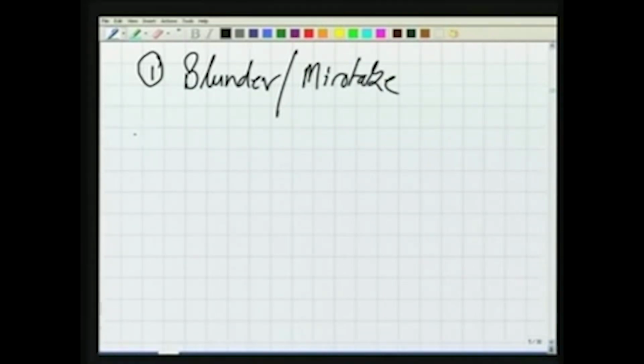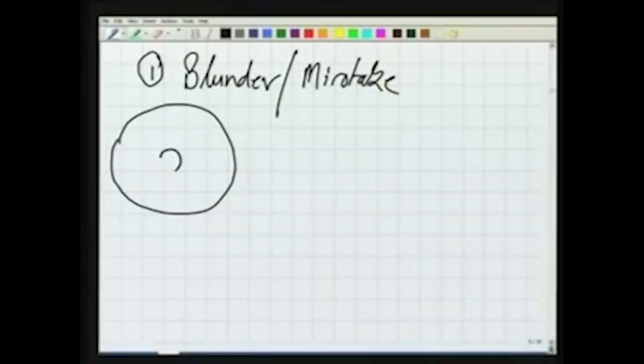Well, the example in this case is, let us say this is the target. Many of you must have done the firing in your NCC classes or somewhere. So in your firing, what you try to do, you have a little bull's eye here. Your aim is to fire at the point here in the bull's eye. Okay?